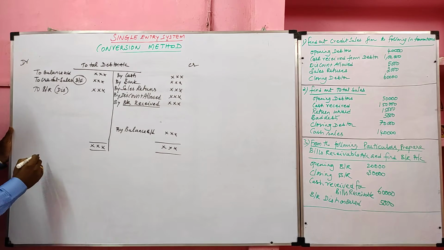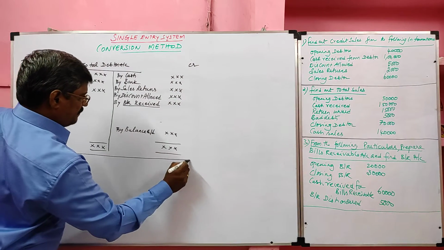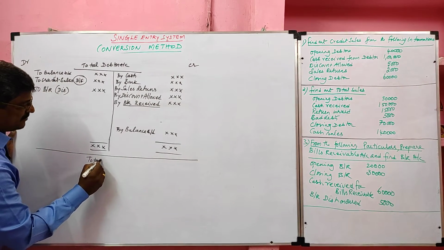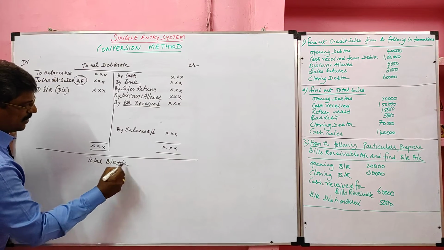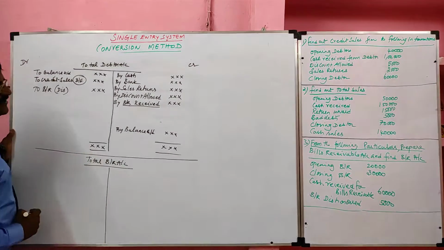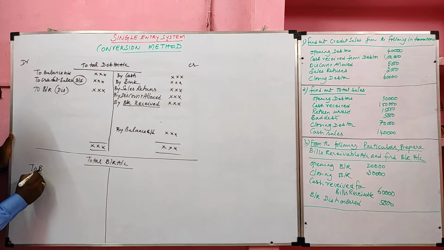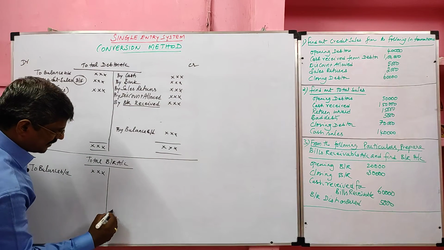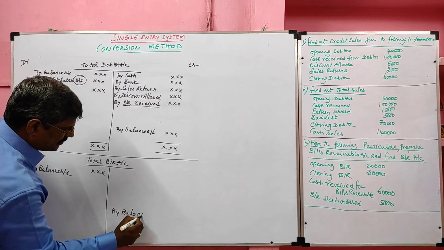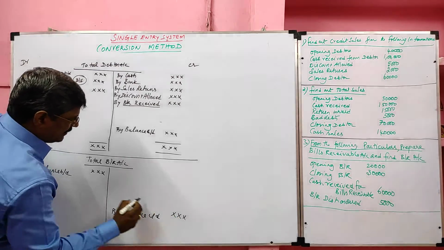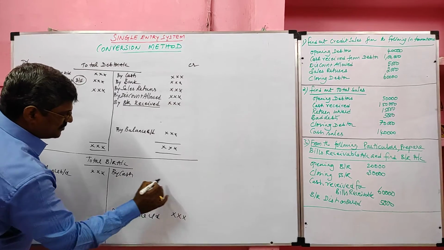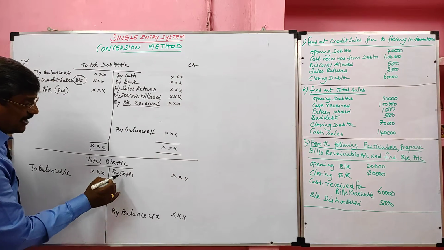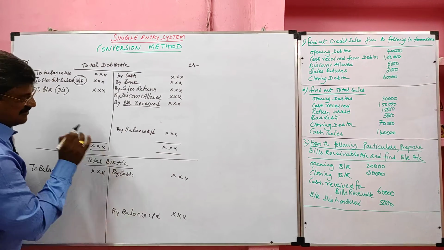Next, I am going to teach you the preparation of the total bills receivable account. The opening balance of bills receivable is recorded on the debit side of the bills receivable account. It ends with the closing balance of bills receivable on the credit side. Then cash received on bills receivable.